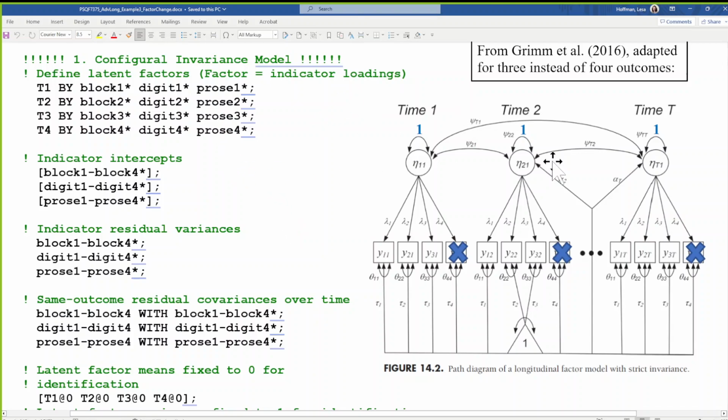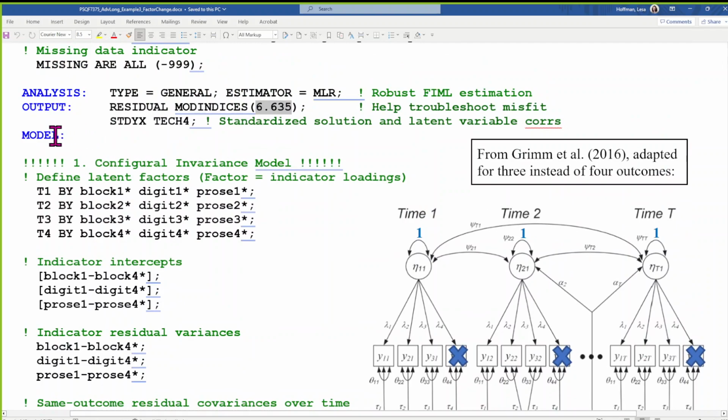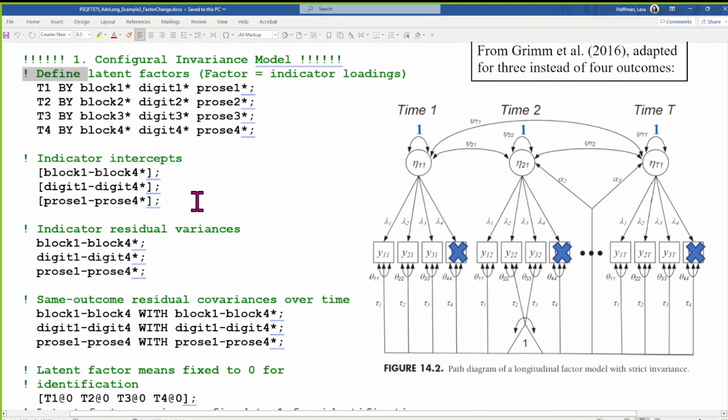So I will point to the parts of the picture here as we go through the layers of code under the model section. In M+, the green with the exclamation points are comments. So that's all just notes to help you understand what that part of the code is doing. So I am defining 4 latent variables by the keyword "by".